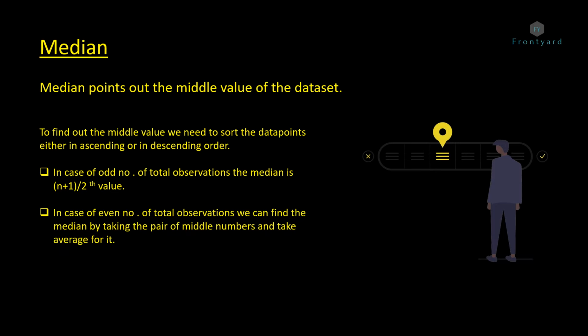In case of even number of total observations, we can find the median by taking the pair of middle numbers and taking the average of them. So consider the series as previous: 2, 3, 5, 7, 11. Here we are going to add one more digit, 13. So here our total observations is 6, that is even. Here the middle pair of numbers are 5 and 7. So take the average of it: 12 by 2 is 6. So in this case 6 will be your median.